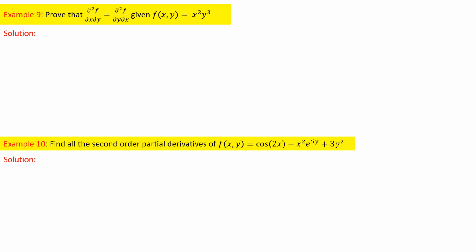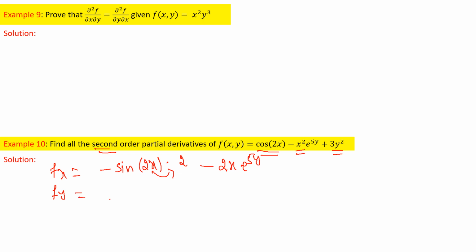Question number 9 you can try. I will explain question number 10. So we have to find all the second order partial derivatives. So first one, fx. The derivative of cos 2x with respect to x will be minus sin 2x followed by the derivative of 2x, which is 2. In the second term we have x² e^(5y). So derivative of x² will be 2x and e^(5y) is constant. In the third term there is no x, it will be 0.